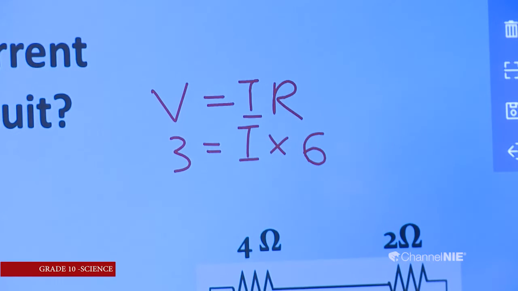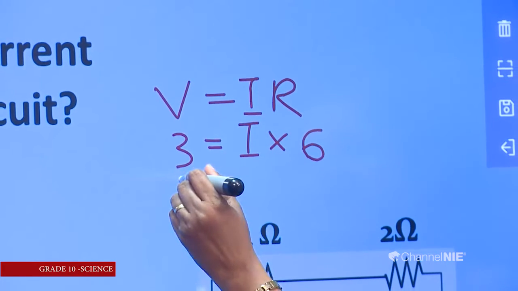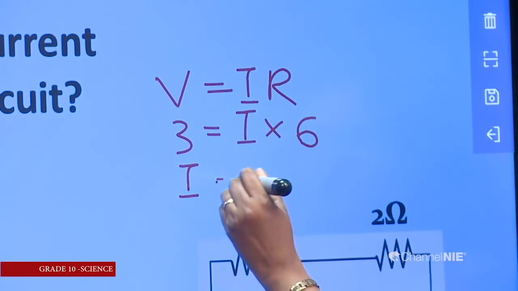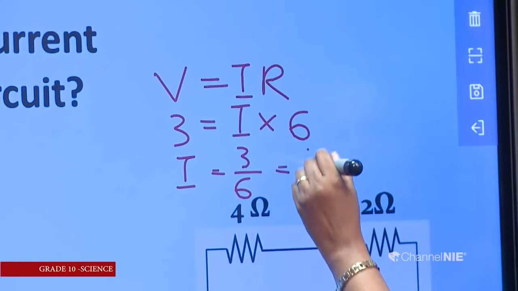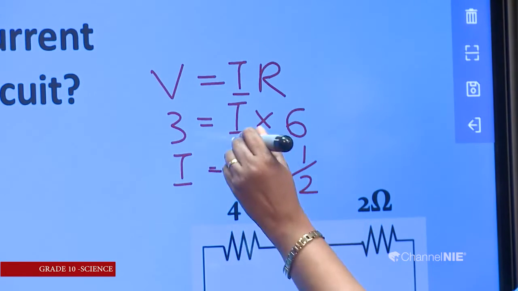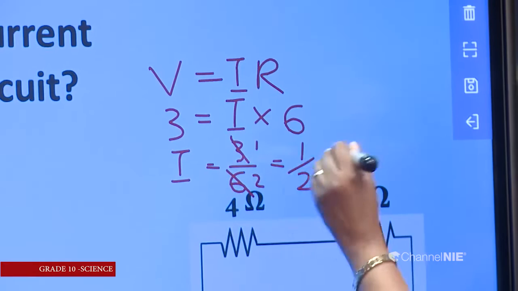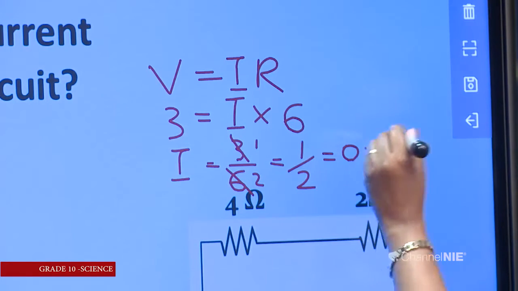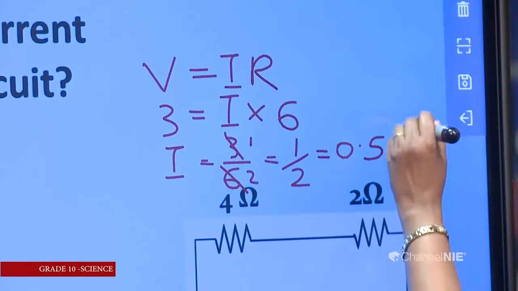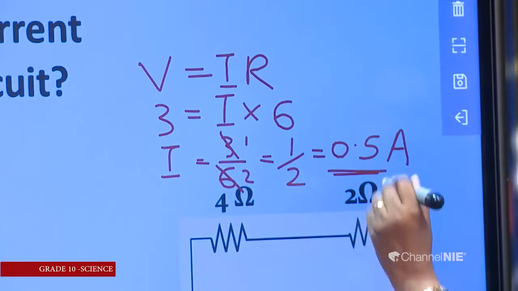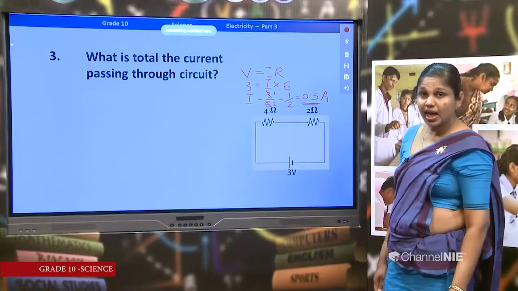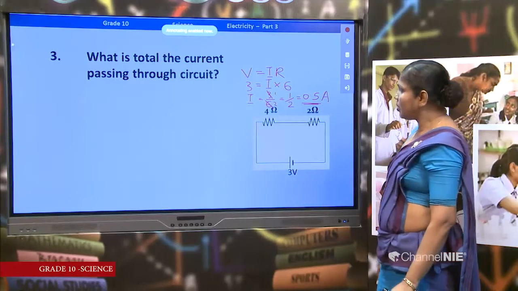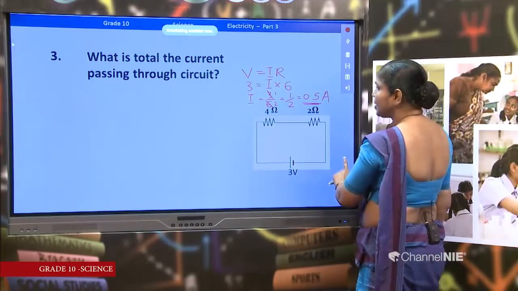Then when you isolate I, I equals 3 over 6. This is half. Half means 0.5 amperes. The total current flows through the circuit is 0.5 amperes. Okay. Then look at next question.